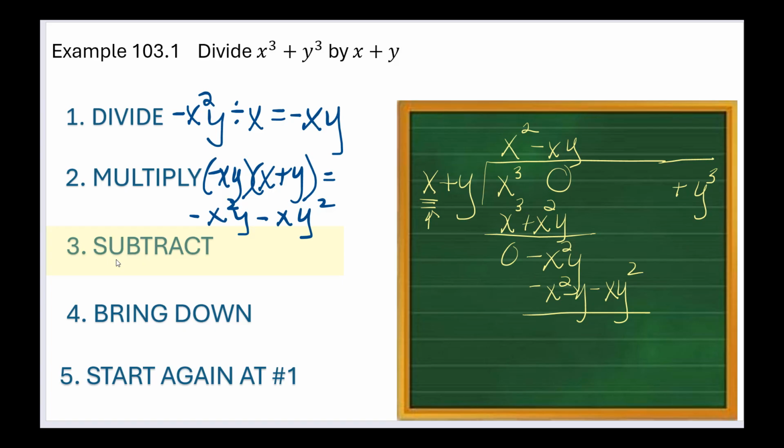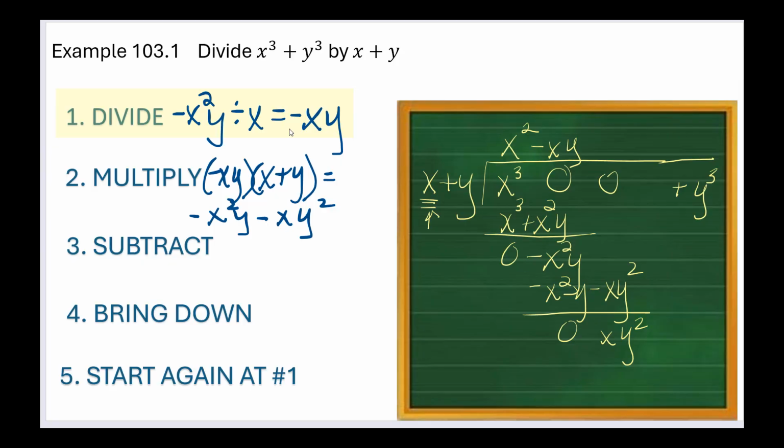Little line here. Negative x squared y minus negative x squared y is 0. 0, we'll just assume there's a 0 up there. 0 minus xy squared is positive xy squared. So we subtracted, and now we're going to bring down, but there's nothing to bring down, so we're not going to worry about it. All right, we go back to the beginning and start over.